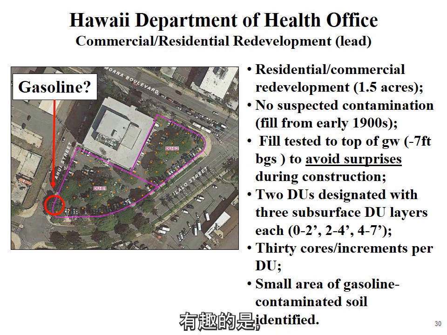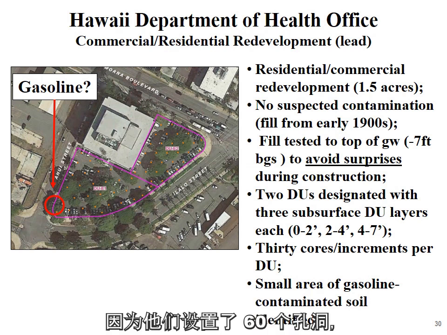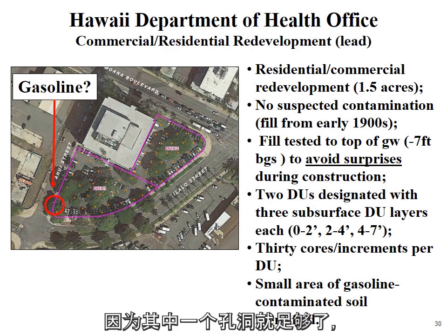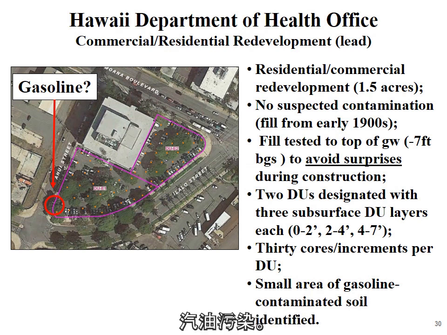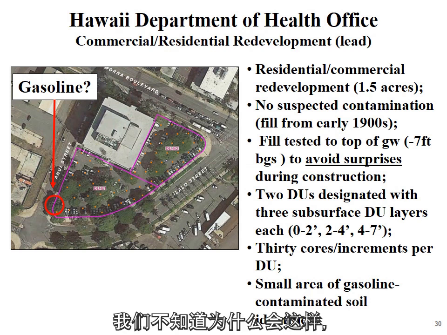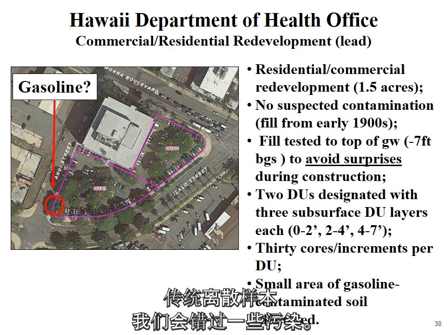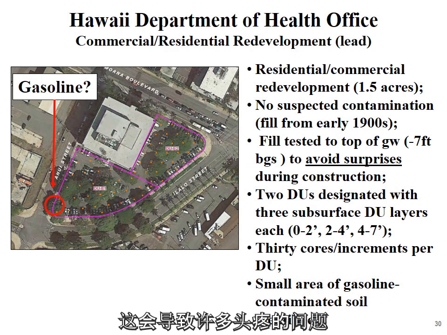And one interesting thing with this, because they put in 60 borings in here, which would have been a lot less if we were just doing discrete samples, is one of the borings, sure enough, hit gasoline contamination over in the corner of the property. We have no idea why that's there, but we would have missed that if we had only done a few borings in a traditional discrete sample investigation. This would have caused a lot of headaches.